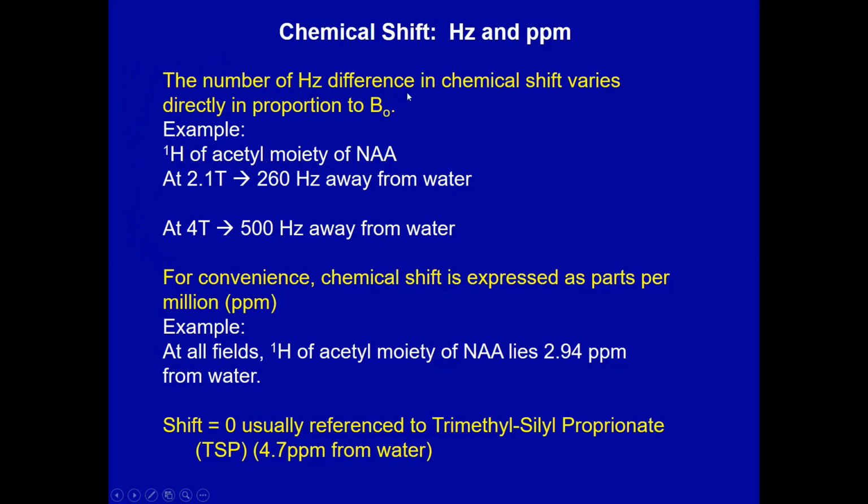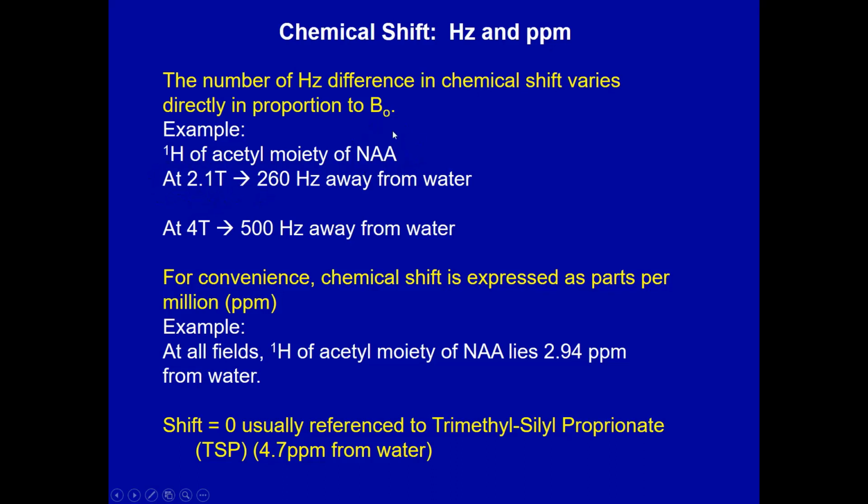So the number of hertz difference in chemical shifts is proportional to the amount of B0. That's because the frequency of precession of any given atom is equal to gamma times B0. If you change B0 by 10%, then gamma B0 changes by 10%. That means the differences between any two molecules, relative to one another as a percentage, are going to be the same.